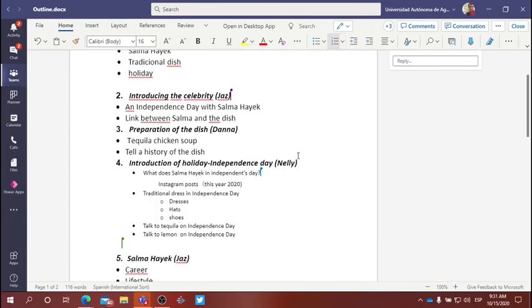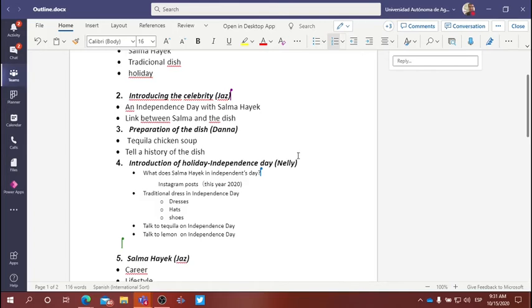Think about it like if the three of you were in your kitchen, you were making a dish, and you were talking about the celebrity, and you were talking about Independence Day, and you're basically just having a conversation about these three items. This is what we want to try to create in this cooking show.